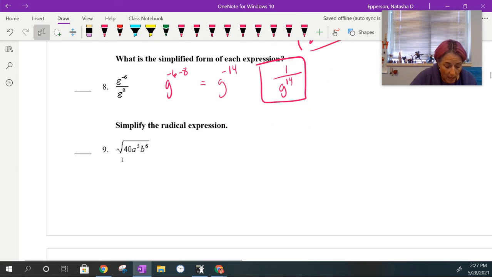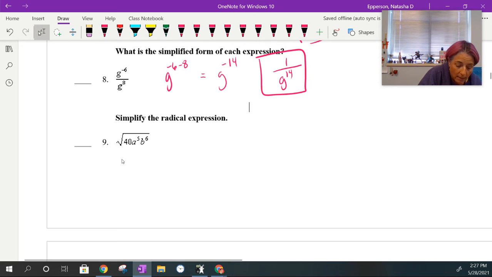What is the simplified radical expression? Remember, I'm going to simplify the square root of 40. That can be 4 and 10. So this becomes 2 square root of 10.